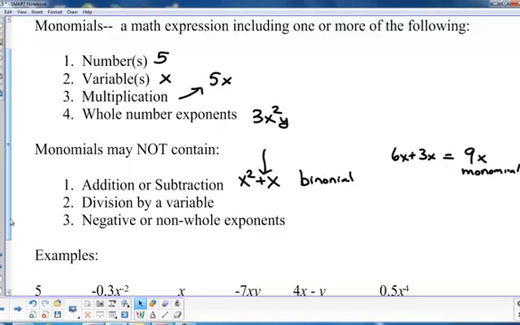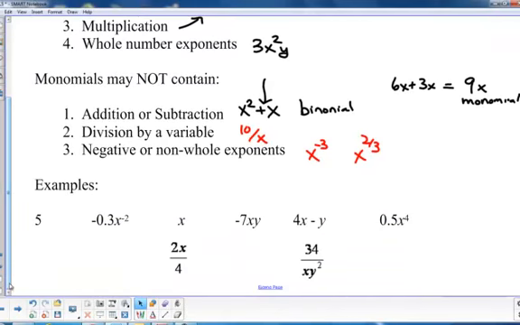All right, division by a variable is also not a monomial. So if you have a letter in the denominator, not a monomial. And if you have a negative exponent or a fraction of exponents, like x to the negative 3 or x to the 2/3, those are not monomials.